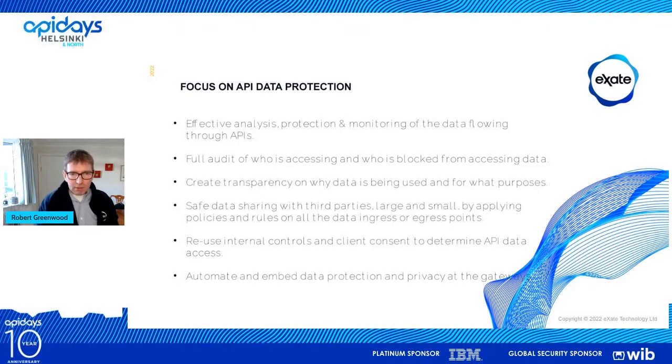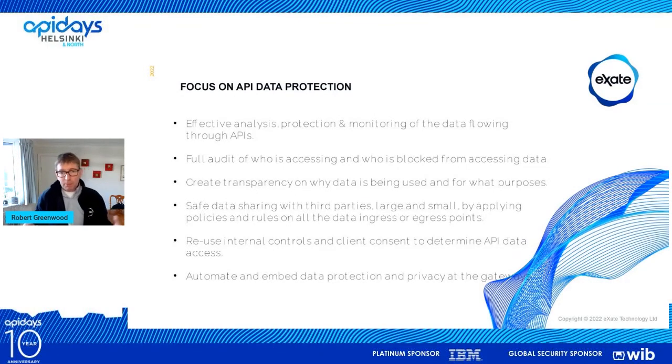We need to create transparency on why data is being used and for what purposes. It's no good saying, well, somebody came in and they requested access to our customer database, and the auditors go, well, why did you give them it? Well, because they got an API key. The regulator's not going to touch that. So you need to be very clear why data was being used, why it was given to someone. It was given for testing purposes. It was given for transaction analysis. It was given for big data analysis. Why did you give this data out to this person or this service that requested it?